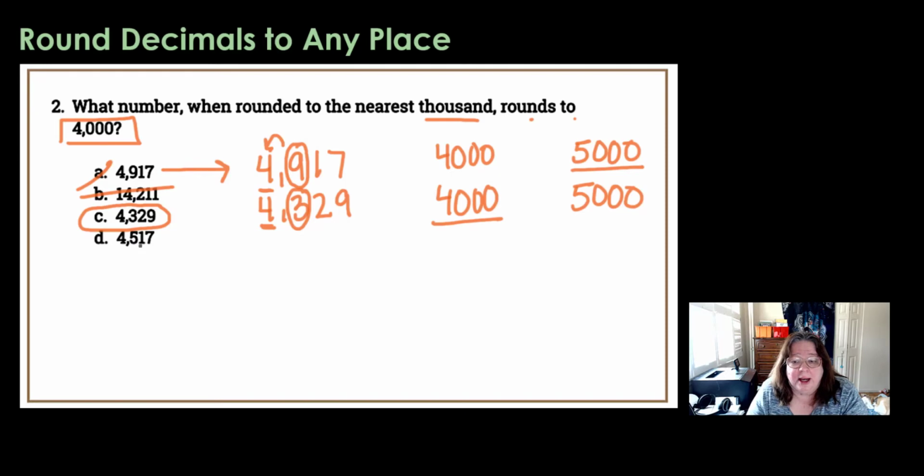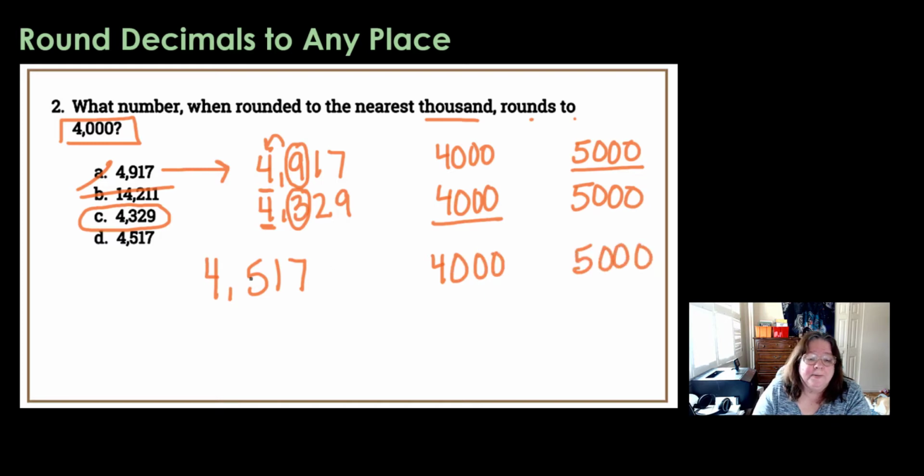So it's looking like this one's going to be the answer, but I do have one left, and I want to check it because I don't like to guess. So I'm going to give myself a little bit more room and write this one down here. Again, if we're rounding it to the nearest thousand, I underline the 4. I circle the 5. I ask myself, is this digit that I've circled 5 or more? Well, yes, it is. So that means this would round up to 5,000. So there's only one of these answers that's correct. The number that, when rounded to the nearest thousand, rounds to 4,000 would be C, 4,329.